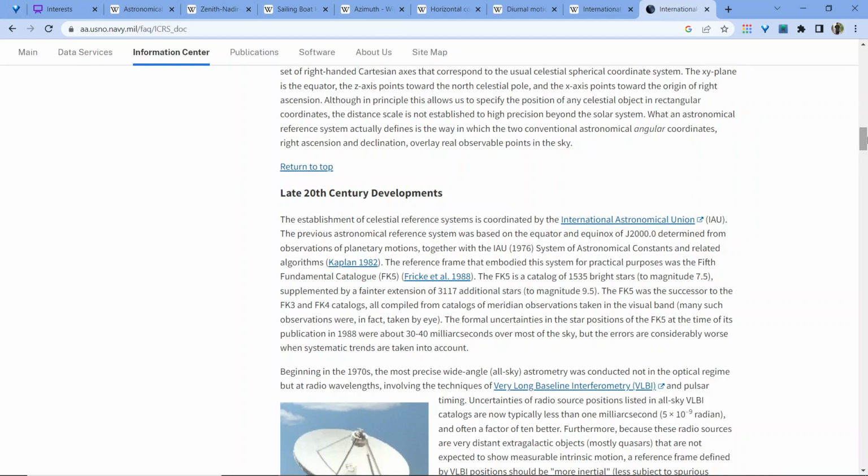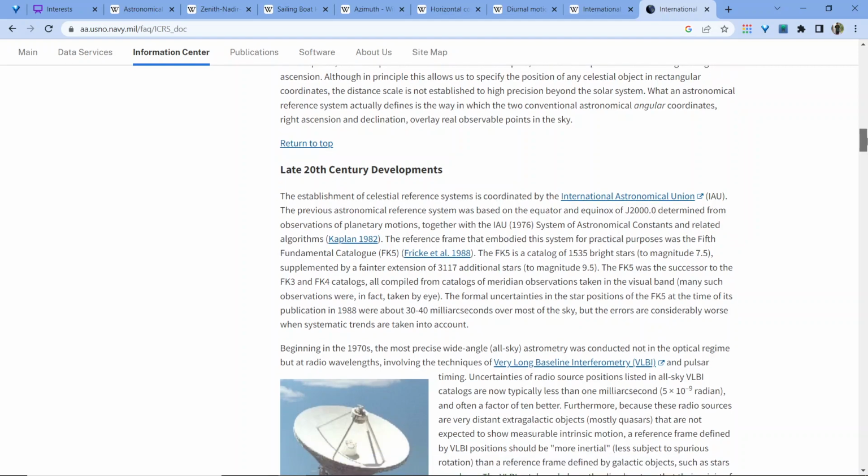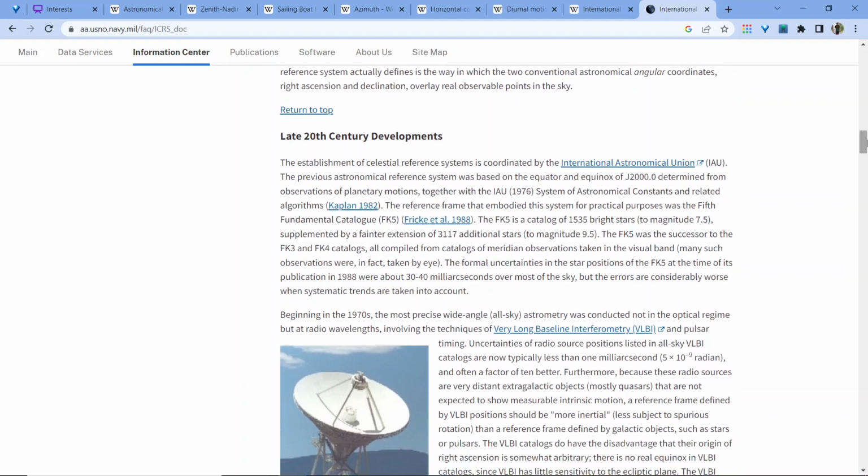Late 20th century developments. The establishment of celestial reference systems is coordinated by the International Astronomical Union, IAU. The previous astronomical reference system was based on the equator and equinox of J2000, determined from observations of planetary motions, together with the IAU 1976 system of astronomical constants and related algorithms, Kaplan 1982. The reference frame that embodied this system for practical purposes was the Fifth Fundamental Catalog, FK5.